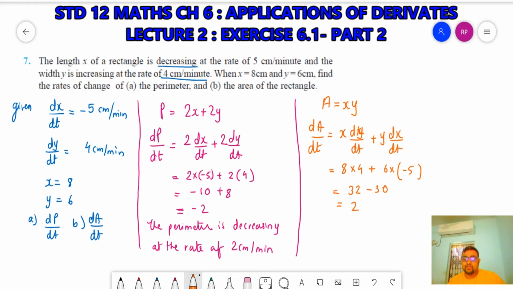Okay, that means now it is plus 2, it is increasing. The area is increasing at the rate of 2 centimeter per minute. In both the cases the answer is 2, but in one it is decreasing and in the other it is increasing. So this was about question number 7. Just note it down. Area to be 2 centimeters square. The unit of area is centimeter square.